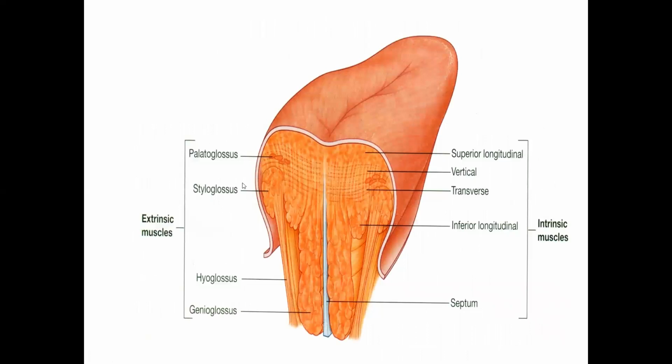Now you can see here, these are the extrinsic group of the muscles. This is the palatoglossus muscle, one of the muscles from the soft palate. We have the styloglossus muscle coming from the styloid process. We have the hyoglossus muscle, and we have the genioglossus muscle. While in the intrinsic group, we have the superior longitudinal, the inferior longitudinal muscle, then we have the vertical muscles and the set of the transverse muscles.